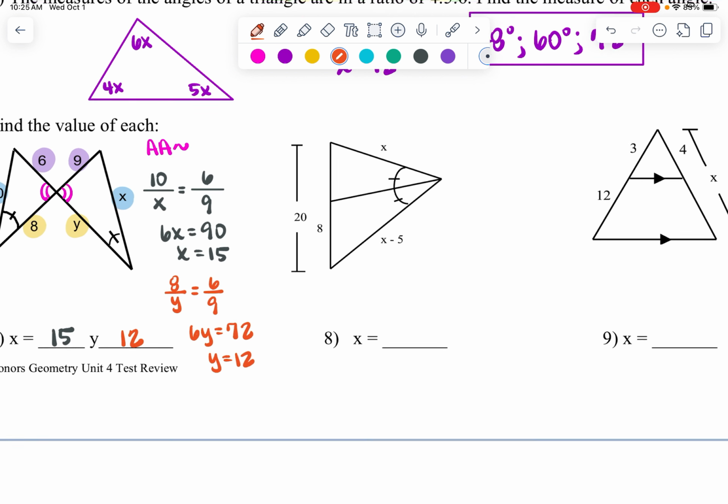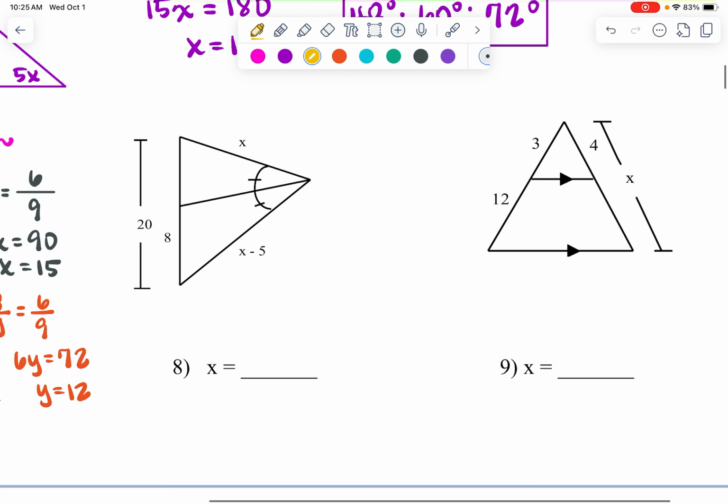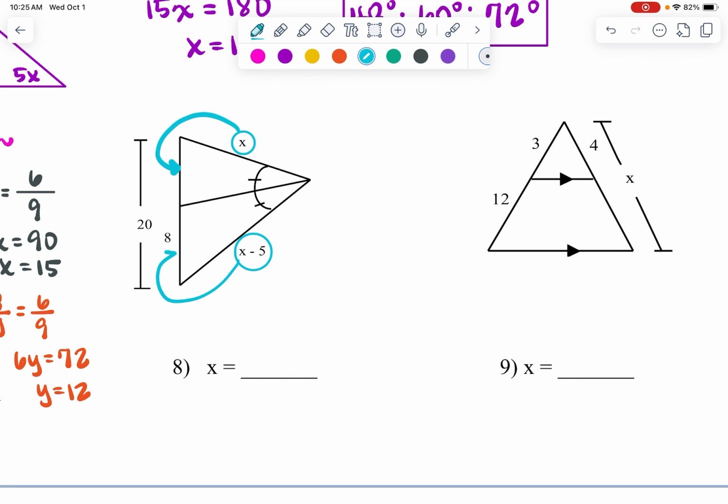All right, this next one on number 8, this is clearly telling us to use the angle bisector theorem because of the angle bisector happening there. And remember, the angle bisector theorem tells us that this side is to its corresponding part over here, as this side is to its corresponding part over here.